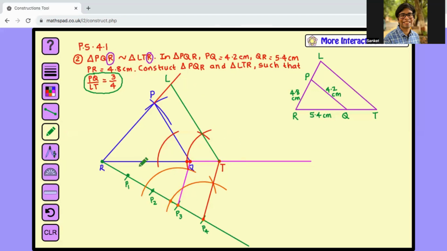I'm going to also add all the measurements in my construction. So this was 5.4 centimeter. This was 4.8 centimeter. And this side was 4.2 centimeter. So I've constructed both triangles, triangle PQR and triangle LTR. These are similar triangles. I hope this construction is clear.